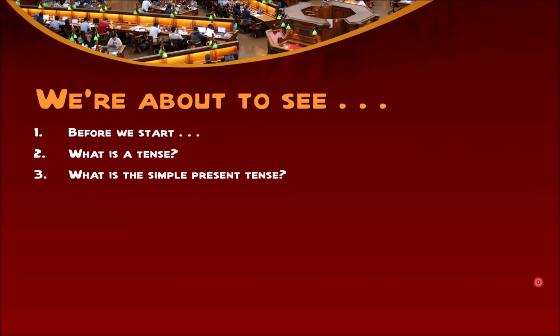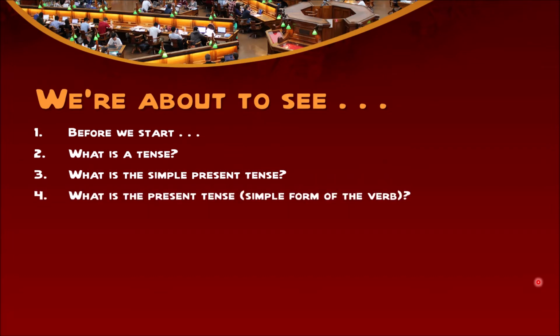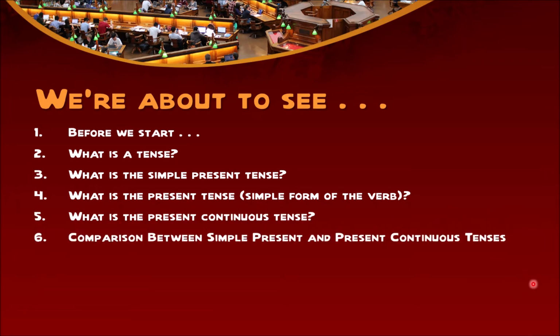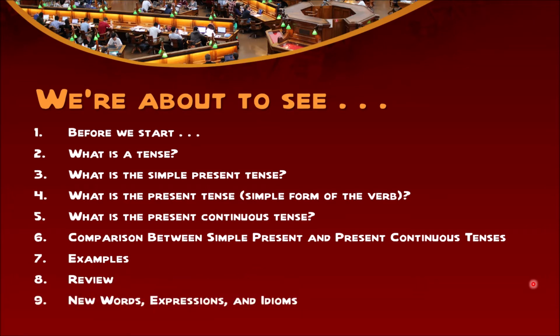Okay, as the index we're about to see. Before we start, same as always, what is a tense? What is a simple present tense? What is the present tense or simple form of the verb? What is the present continuous? So number 3 and number 5 are the main numbers of our presentation. Comparison between simple present and present continuous tenses. At the end we have a comparison. Examples, review of course, new words, expressions, and idioms, same as always, and notes at the end.